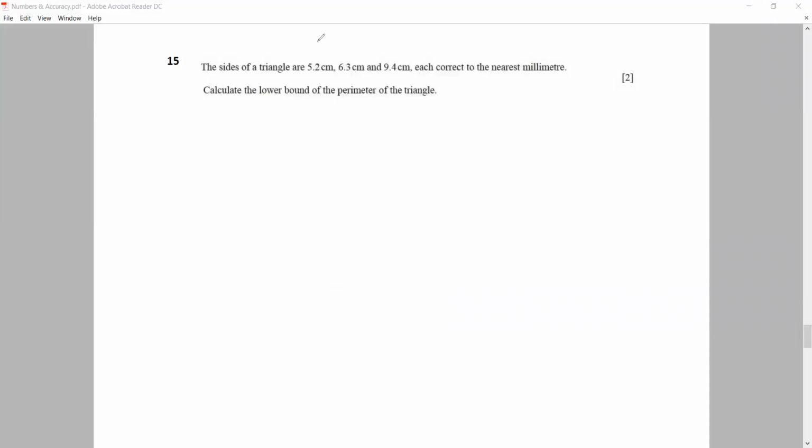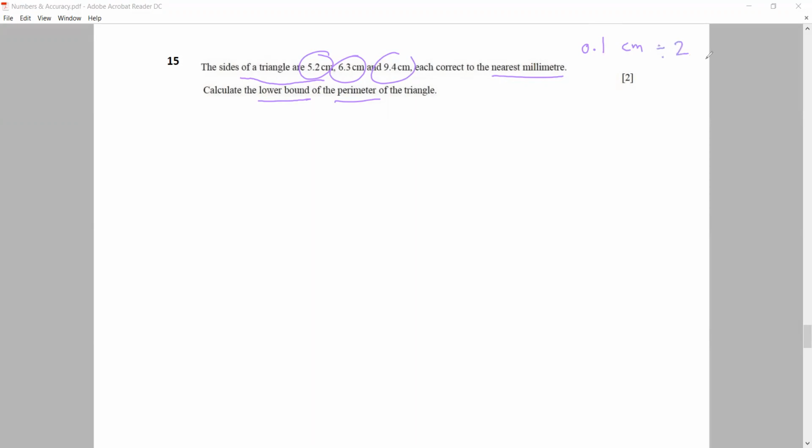The sides of the triangle, these are the sides, each correct to the nearest millimeter. Calculate the lower bound of the perimeter. So you have to find the upper and lower bound, but in this case, since they want the lower bound, just find the lower bound of each of these values. And how do we do that? Nearest millimeter. So this is 1 millimeter, right? Basically 0.1 cm is 1 millimeter.